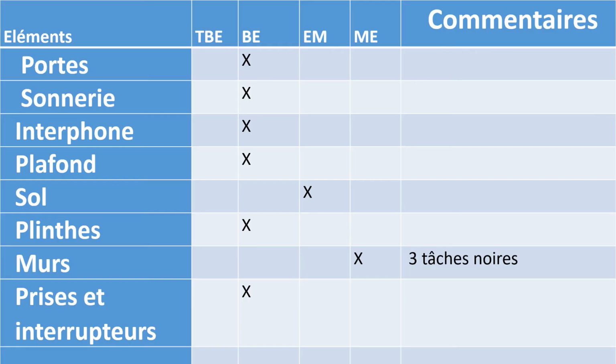So here we have porte, which is doors, sonnerie, bell, interphone, intercom, plafond, ceiling, sol, floor, plinth, skirting board, mur, walls, prise et interrupteur. Prise is sockets and interrupteur is light switches. So as you can see, it was en bon état, in good condition. The sol had a little, it was just en moyen état. And for the mur, the person ticked the mauvais état because of 3 black stains.